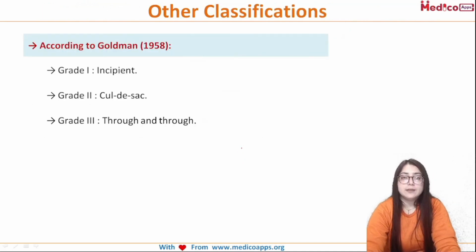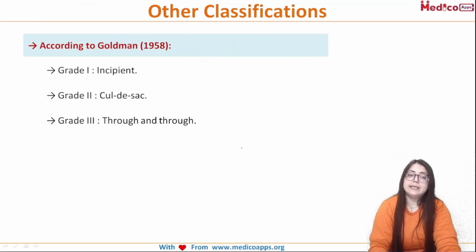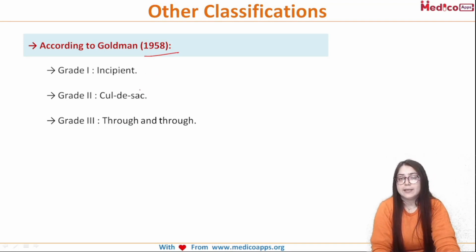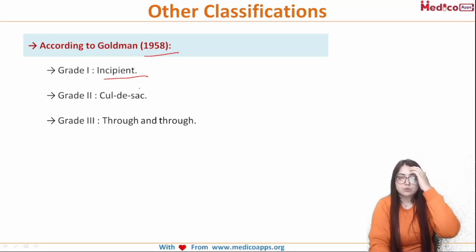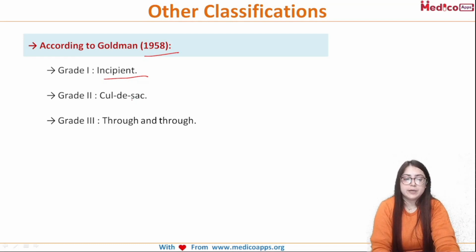Now coming on to other classifications. Glickman also has given one classification in the year 1958. This is additional information. If you write it in an exam, you'll get good marks. Grade 1 is incipient. That means the initial amount of furcation area involvement is there, and that is not much clinically evident. Grade 2 is cul-de-sac. Cul-de-sac means a blind sac, you can say.